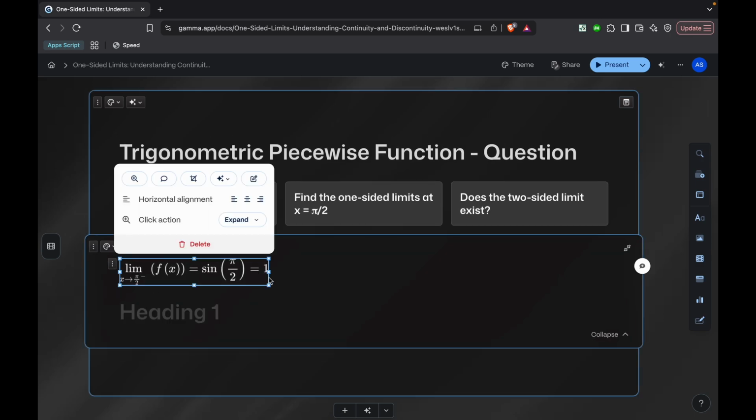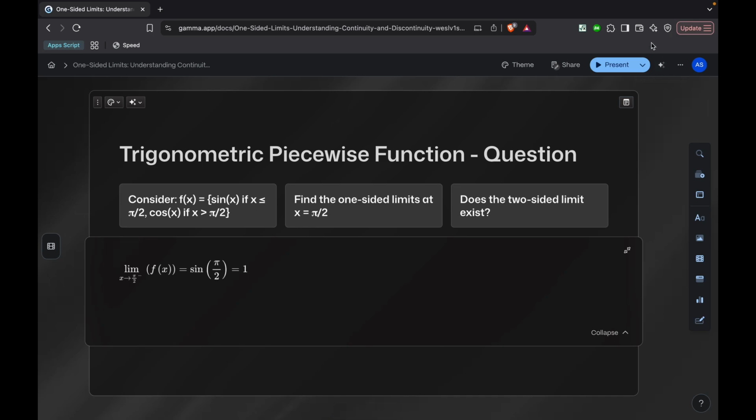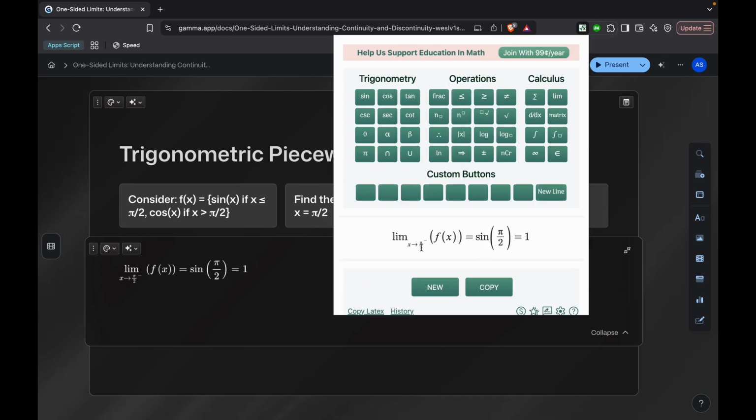The right side limit is the limit as x approaches pi over 2 from the right side of f of x, but this time it is equal to cosine of pi over 2. Now, cosine of pi over 2 is equal to 0. Of course, if you didn't know that, you can check out my video. I told you that when I was evaluating the sine thing.